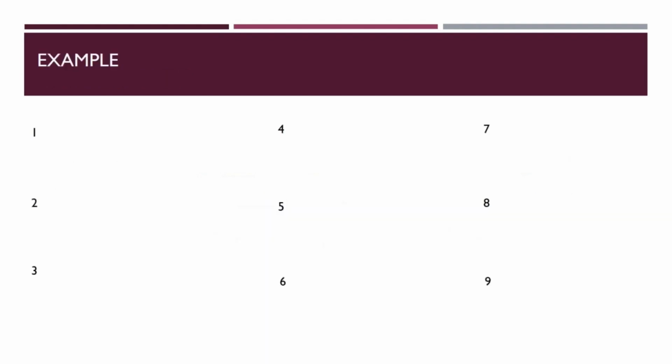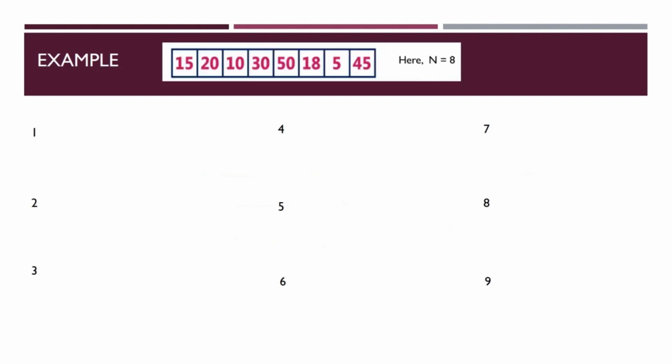Let us see an example of insertion sort. Consider the following unsorted list of elements. These are the elements, and eight elements are available in the list: 15, 20, 10, 30, 50, 18, 5, and 45. Here n equals 8. So in insertion sort, actually, two sublists are there. First sublist is called the sorted sublist, and second sublist is called the unsorted sublist. Our whole n elements are in the form of unsorted at the first stage.